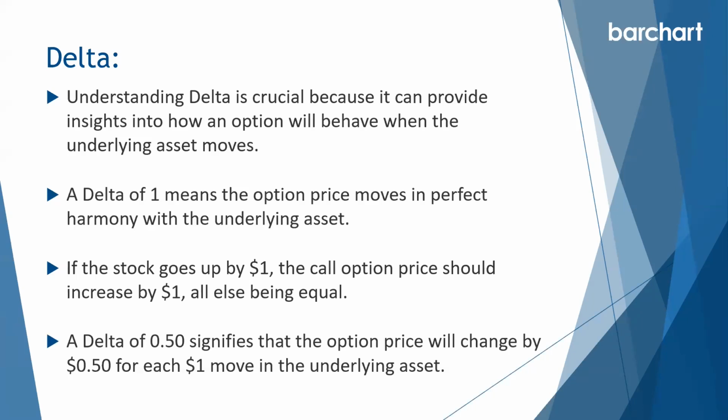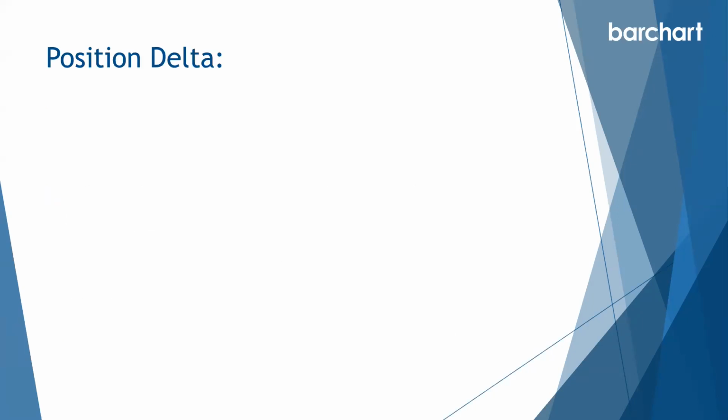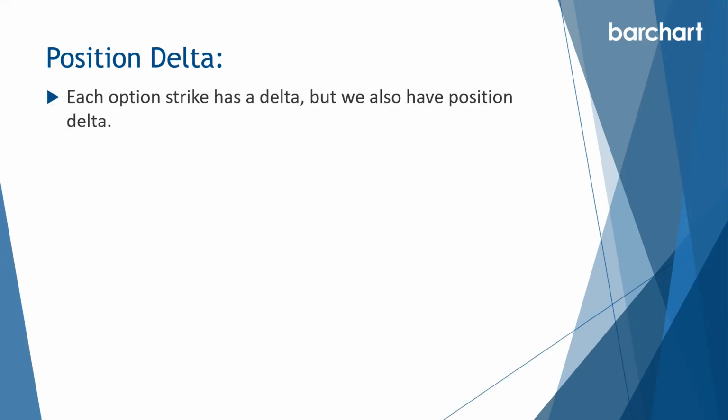Before we do that, I just want to talk about position delta, which is a really important concept to understand and a really important metric to follow in your trading. Each option strike has its own delta, but we also have what's called a position delta. Position delta is simply the option delta times the number of contracts.